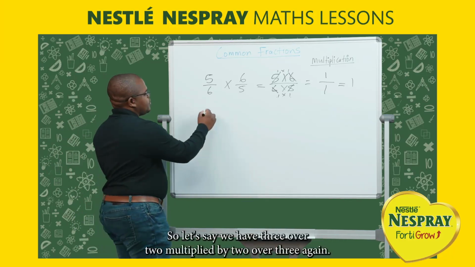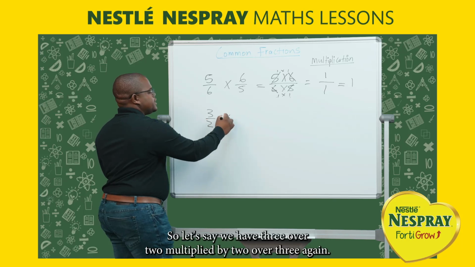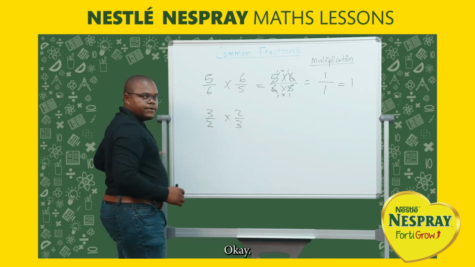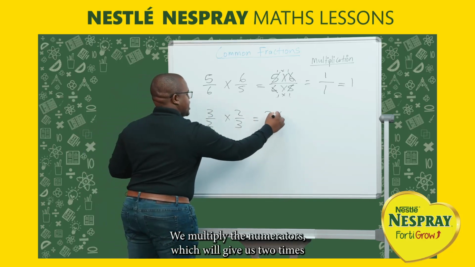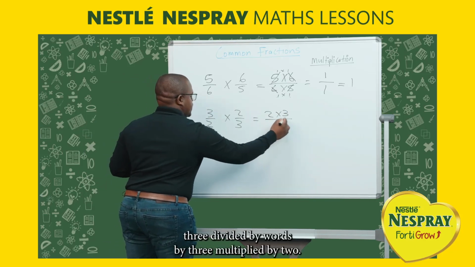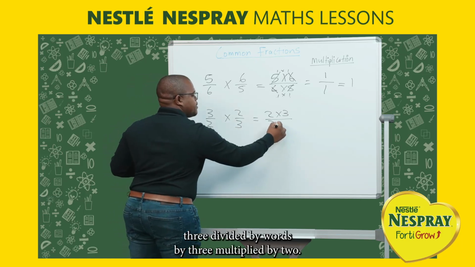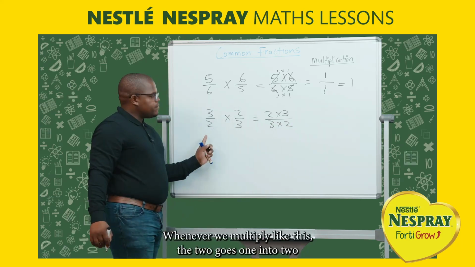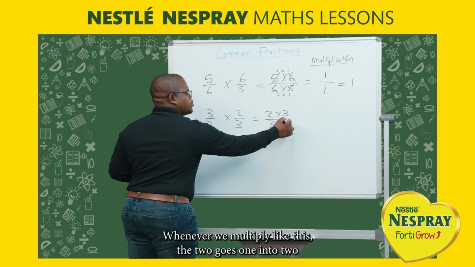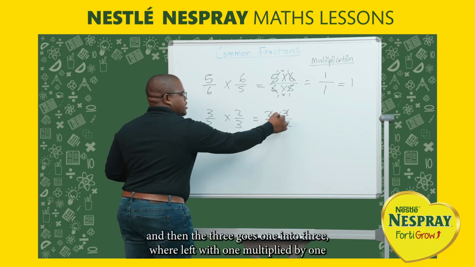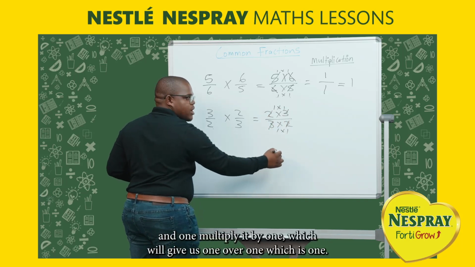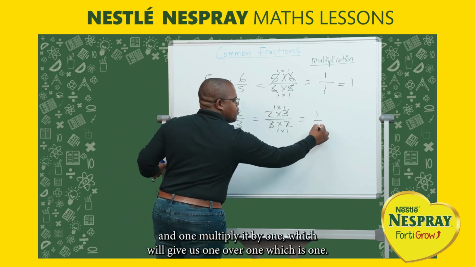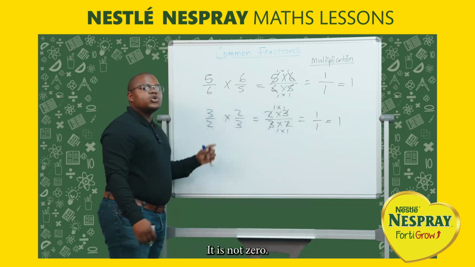Okay, so let's say we have 3 over 2 multiplied by 2 over 3 again. We multiply the numerators, which will give us 2 times 3, divided by what? By 3 multiplied by 2. Whenever we multiply like this, the 2 goes once into 2, and then the 3 goes once into 3. We are left with 1 multiplied by 1 and 1 multiplied by 1, which will give us 1 over 1, which is 1. It is not 0.